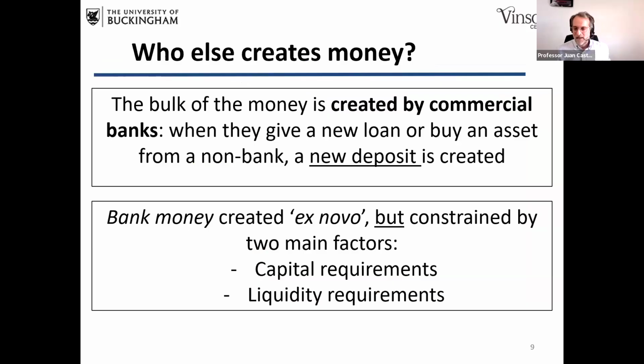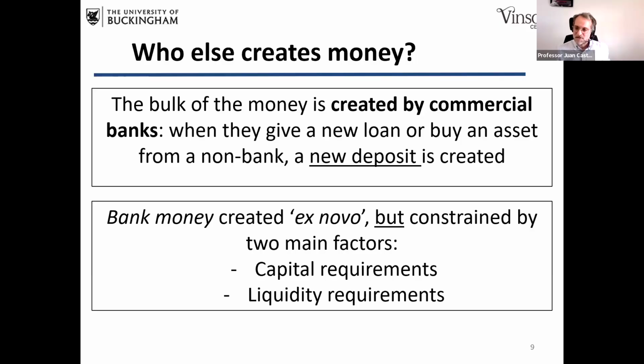The majority of the money that we use in a modern economy is created by commercial banks, by the banking sector. Every time they give a loan to an existing customer or a new customer, or whenever they buy an asset from a non-bank, they create a deposit. And that deposit is bank money, money ready to be used. So bank money is also created ex novo, as we say, out of nowhere, by the banking sector.